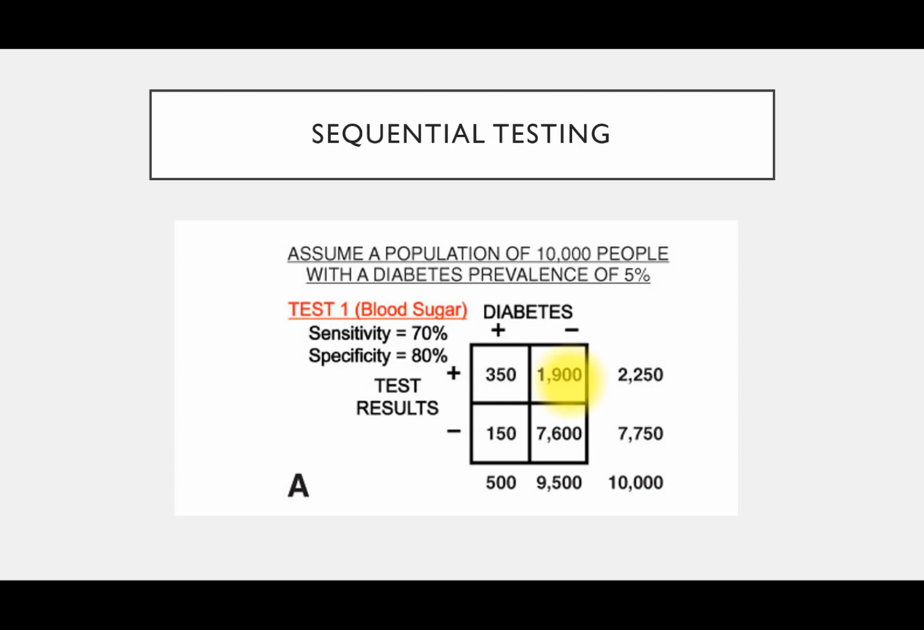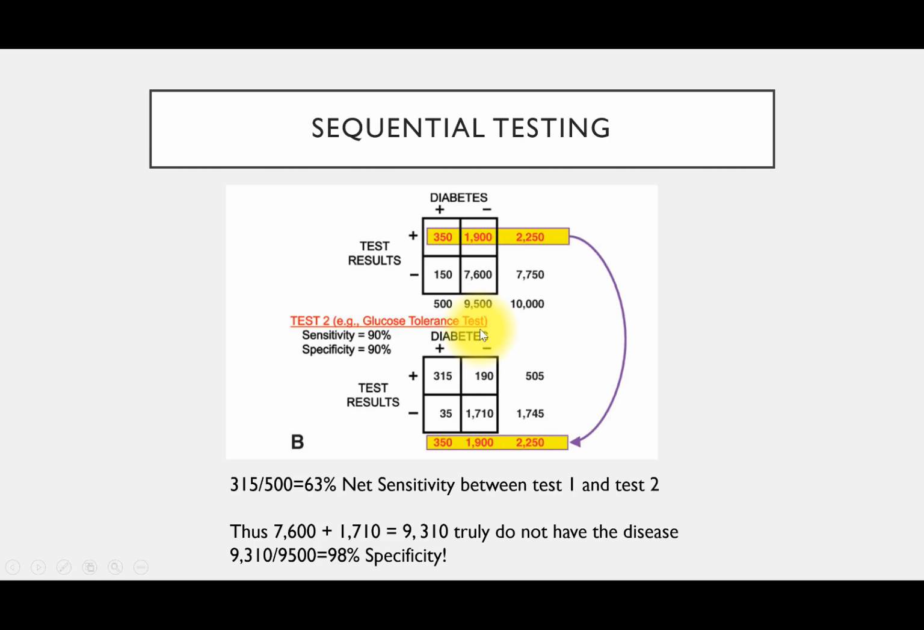Now if we add up the total of our positive test results, we see that we have 2,250 people who are positive for diabetes, at least with this first test. 2,250 people tested positive. That means all these people need to be brought back for more testing. So the 2,250 people who are brought back for the second test, now we have to subject them to a test that is going to be a little bit more sensitive and more specific. Such a test is going to be, for example, a glucose tolerance test.